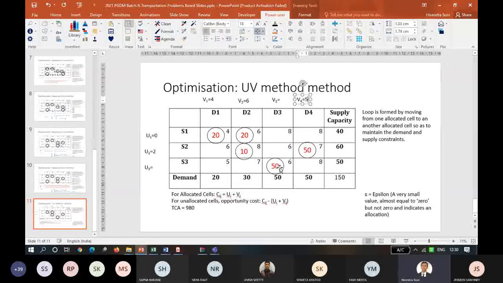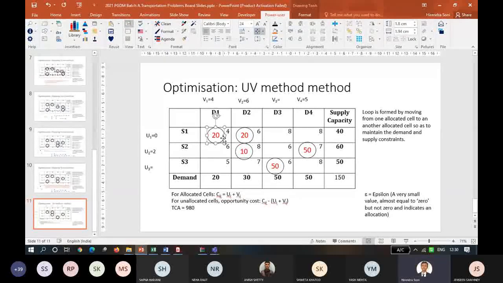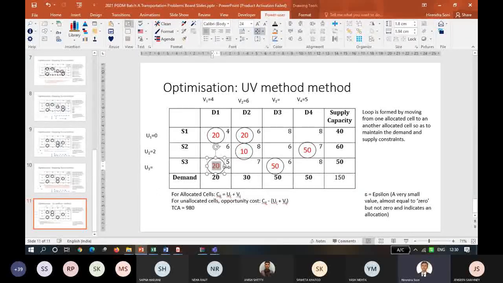And since this was a degenerate solution, we'll have to introduce epsilon. Fine. So we'll do it the same way how we did earlier. So we'll introduce an epsilon here.